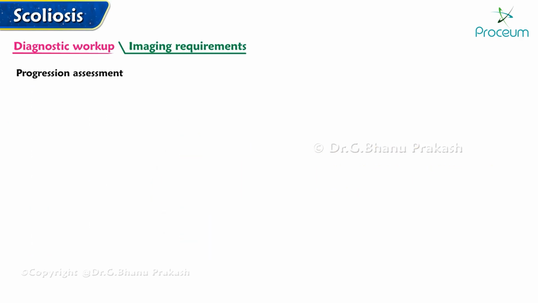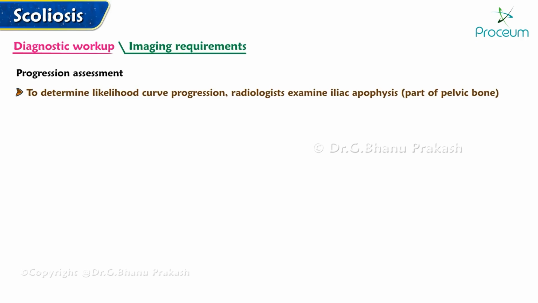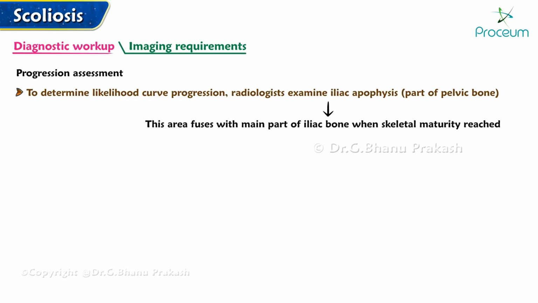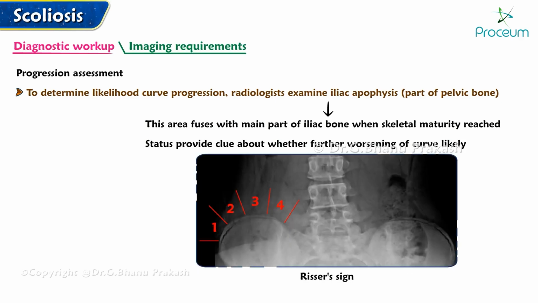Progression assessment. To determine the likelihood of curve progression, radiologists may examine the iliac apophysis, a part of the pelvic bone. As this area fuses with the main part of the iliac bone when skeletal maturity is reached, its status can provide a clue about whether further worsening of the curve is likely. This is referred to as Risser's sign.